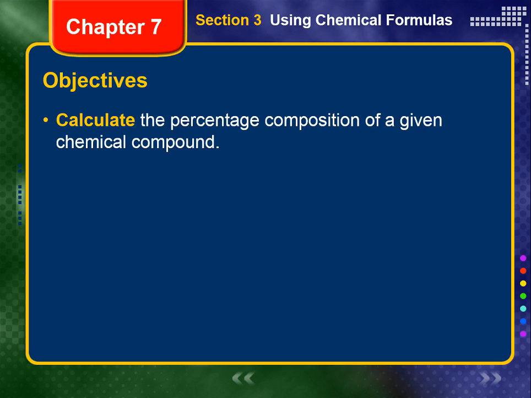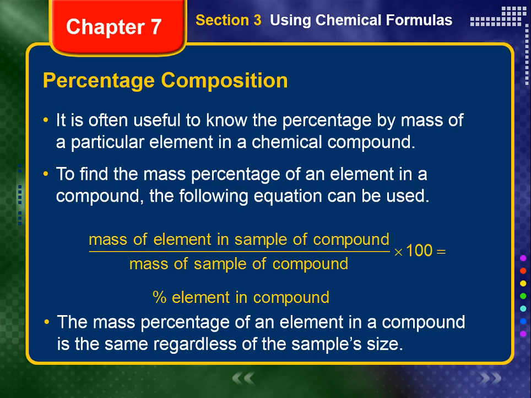At the end of this video, I hope that you can calculate the percentage composition of a given chemical compound. Chapter 7, Section 3, Percentage Composition. It is often useful to know the percentage by mass of a particular element in a chemical compound.